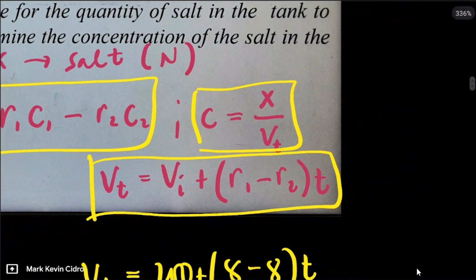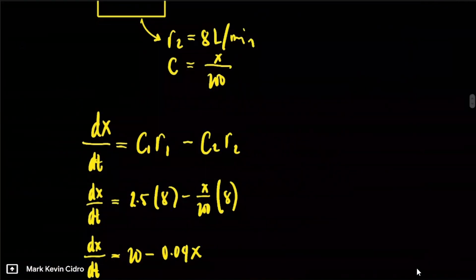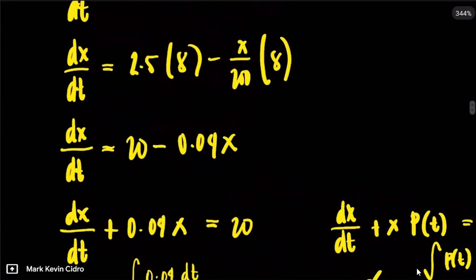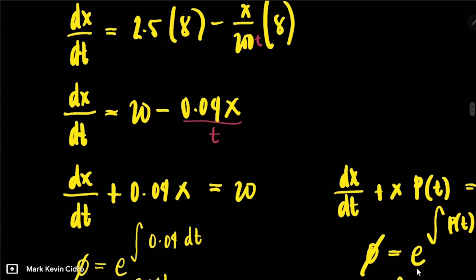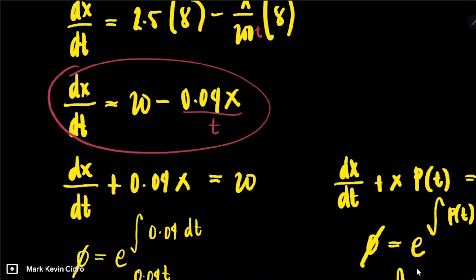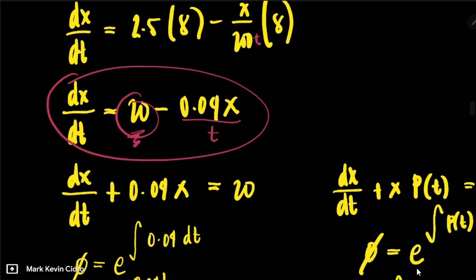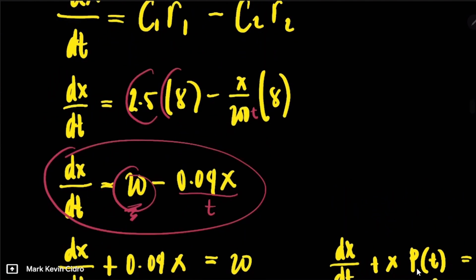Suppose our V, the 200, becomes a function of time. Then you will have dx over dt in the equation, plus a constant term. Usually it is constant, because C1 and R1 are always given.